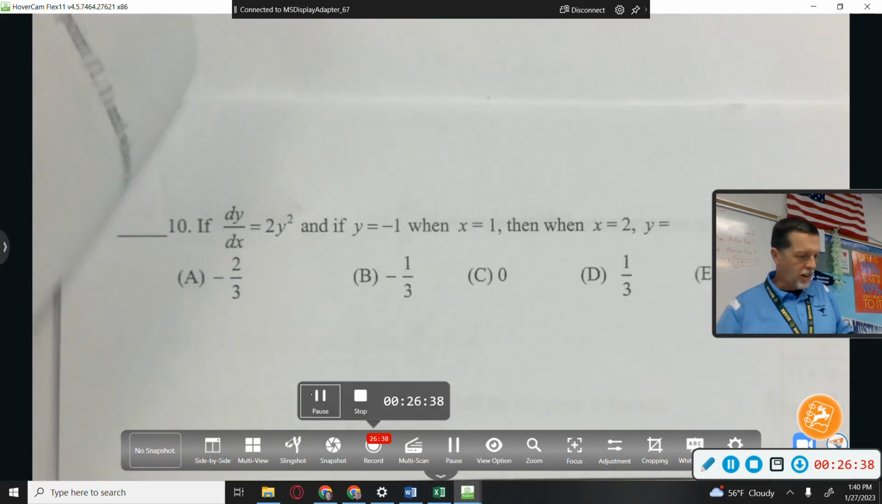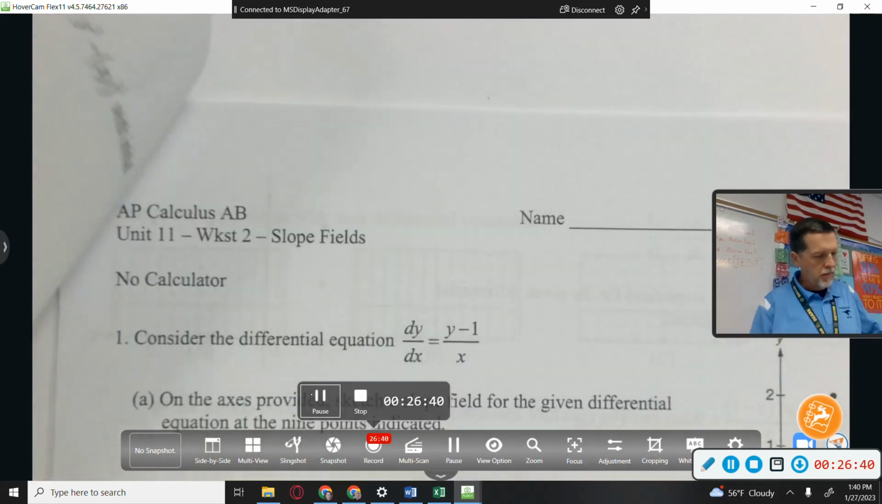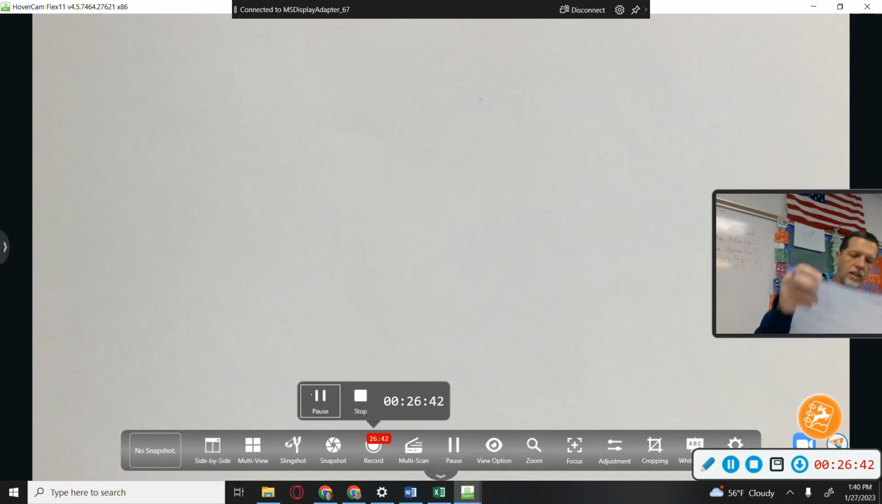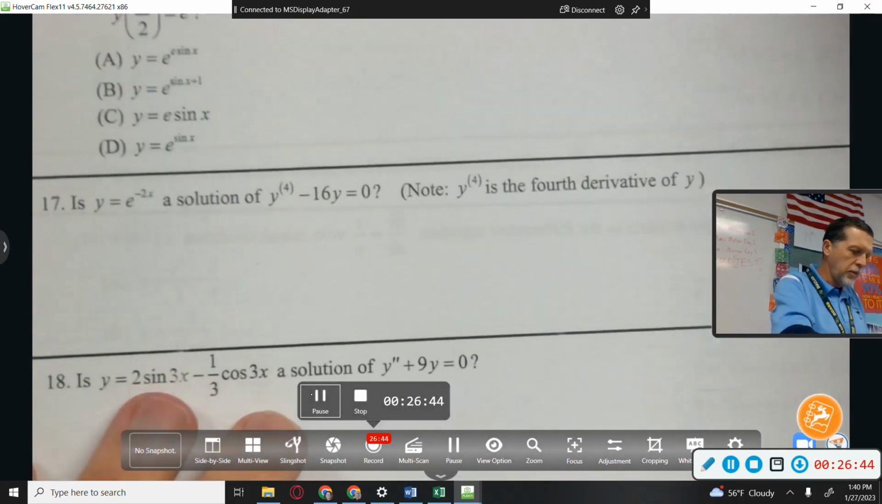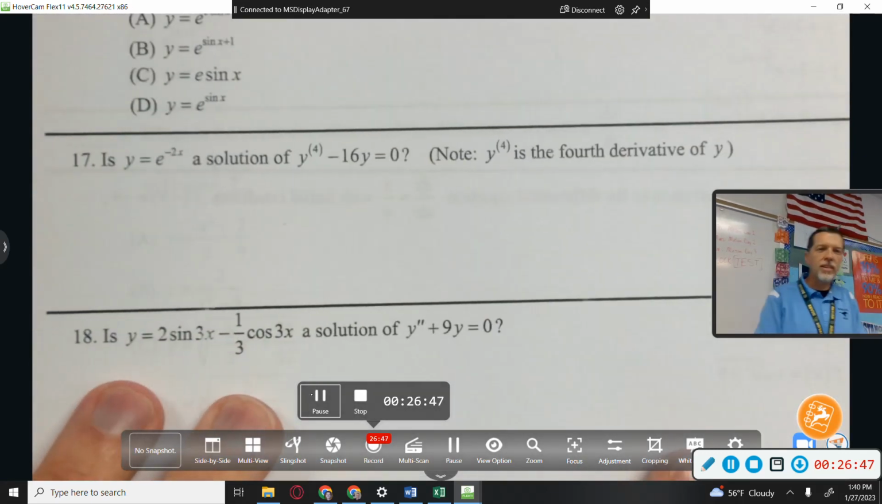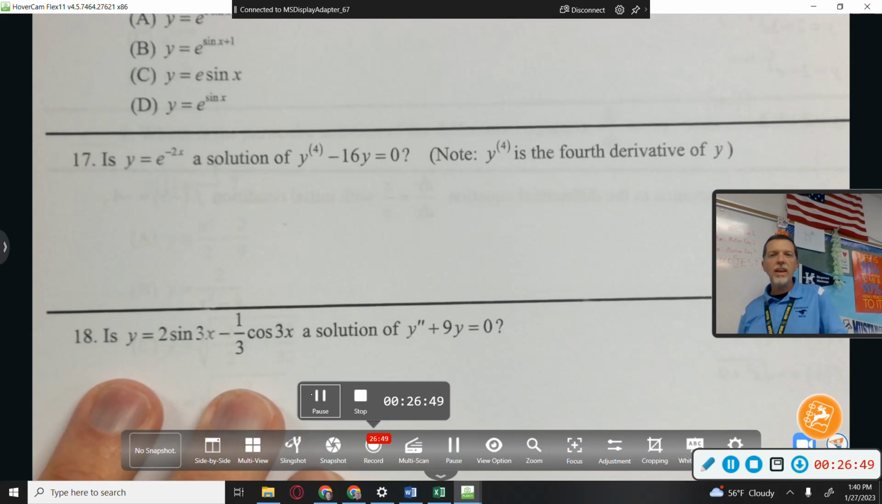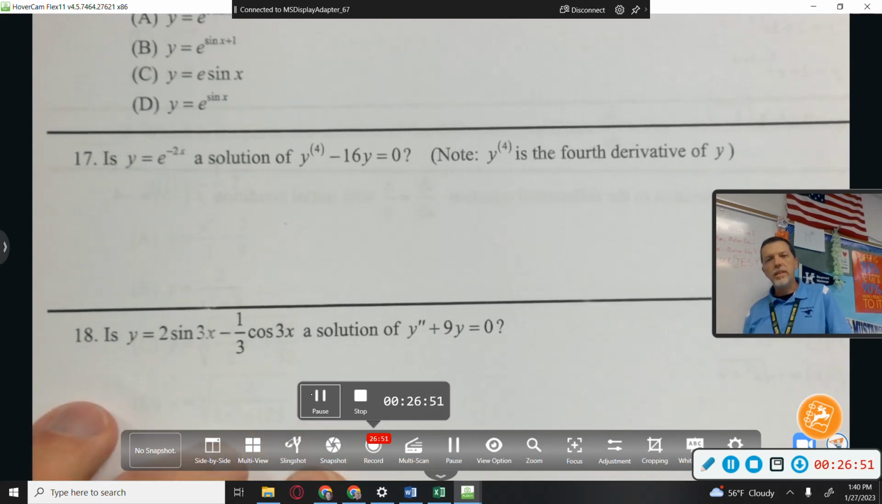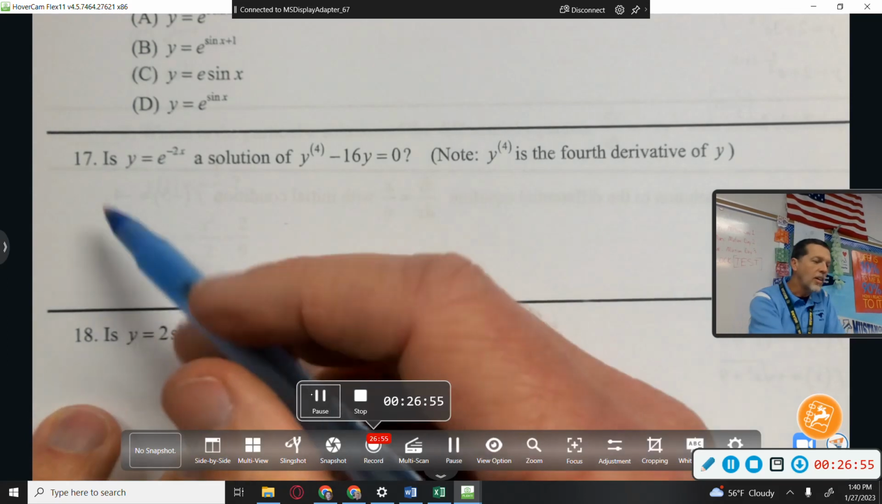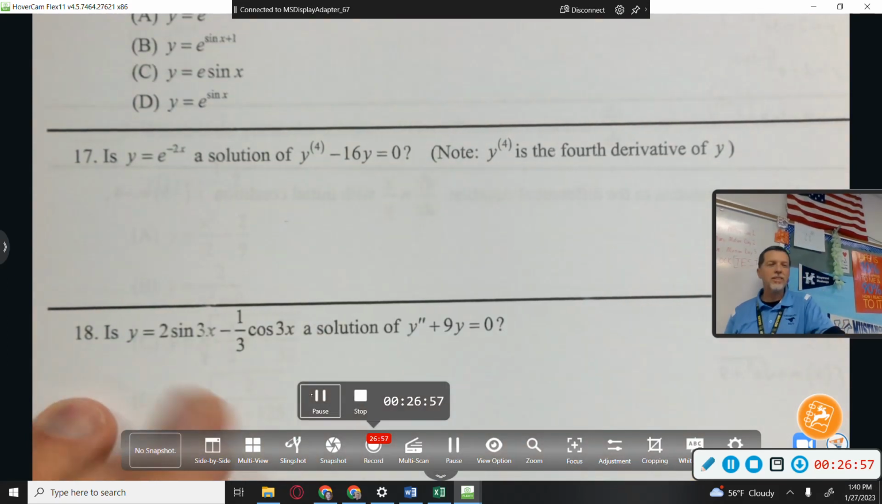Are you going to record 17 as you do it? Yeah. So let's look at 17. 17 and 18 are pretty similar questions. They both ask, is this thing a solution to the given differential equation? So 17 and 18 are checking your work. Does this one work?